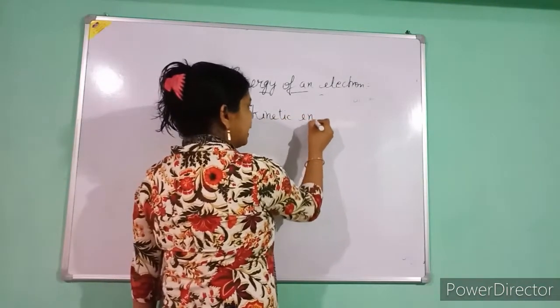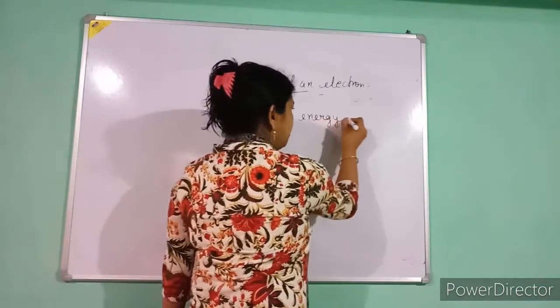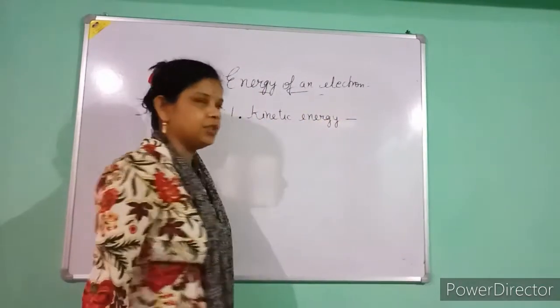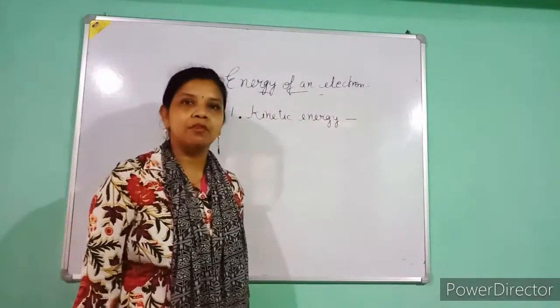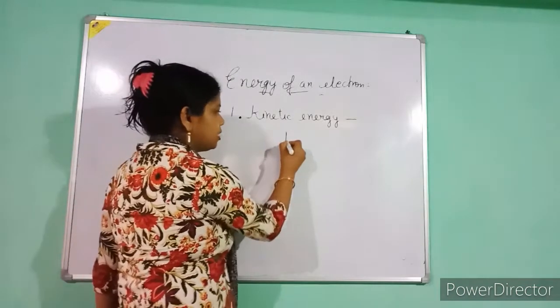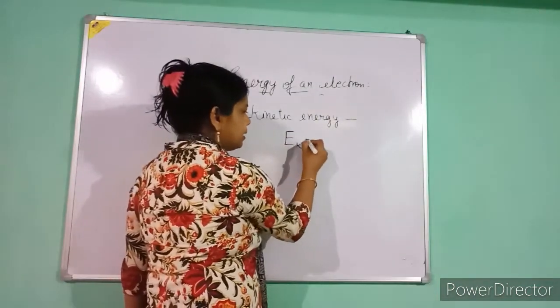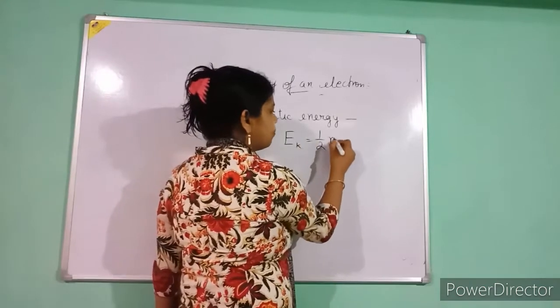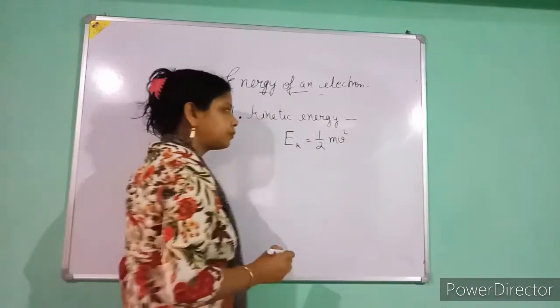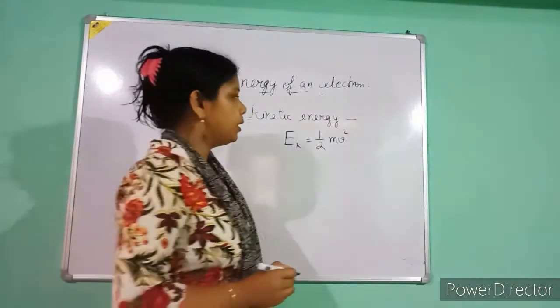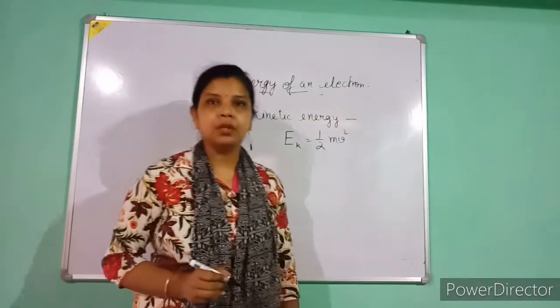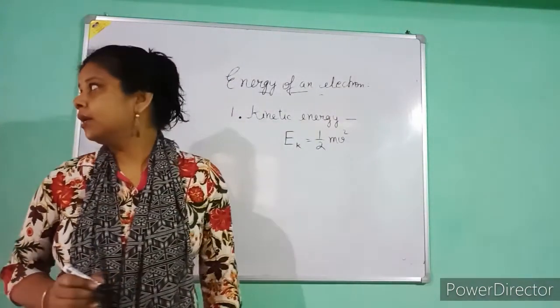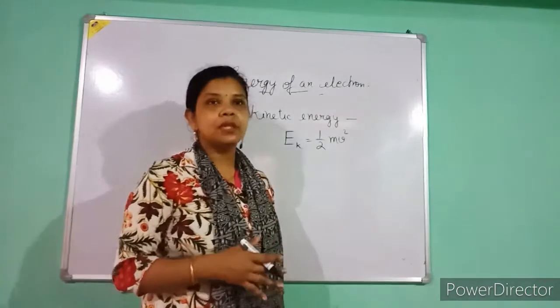If I say kinetic energy, I hope you remember the formula. The kinetic energy is given by half of mv square. So I will write here Ek equals half mv square. Here m is the mass of the electron and v is the velocity of the electron.